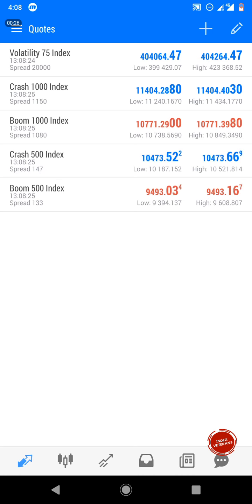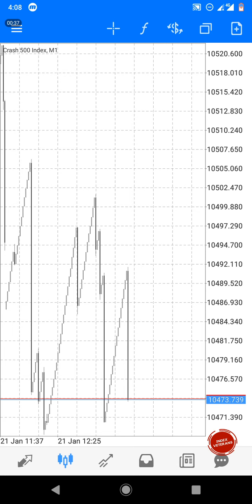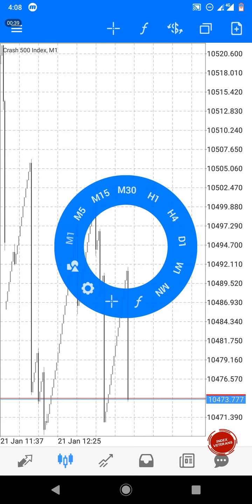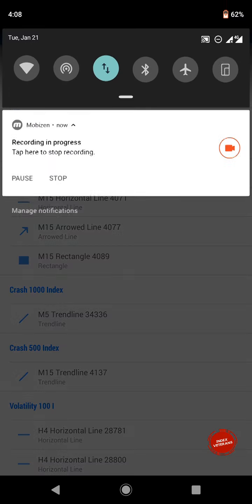So we basically trade Crash 500 and the Boom 500. So it will also apply to the Crash 1000 and the Boom 1000. So guys, I'm going to go to the Crash 500, and for the sake of this video, let me change my candlestick patterns here.